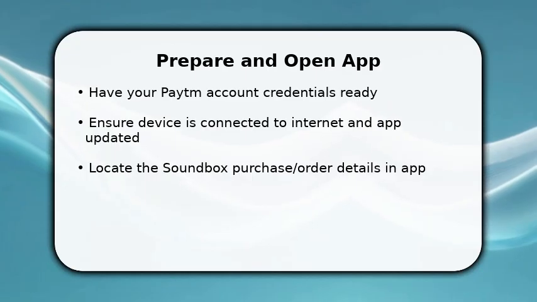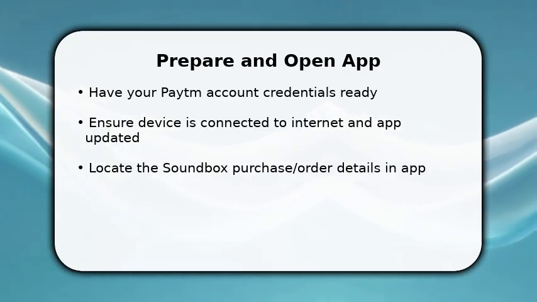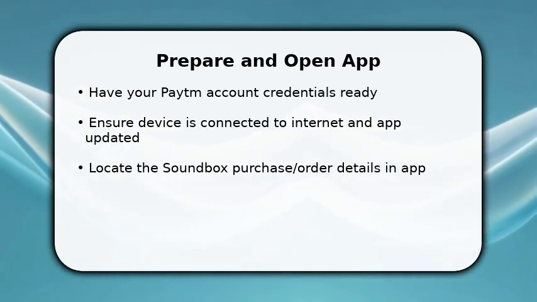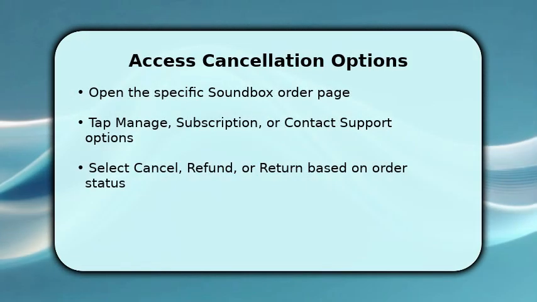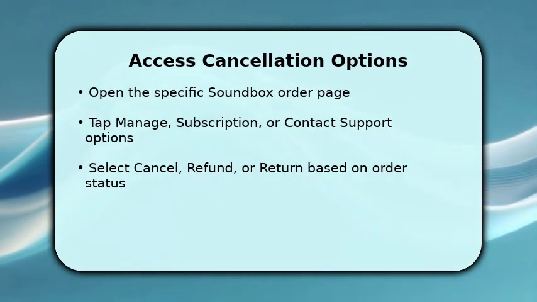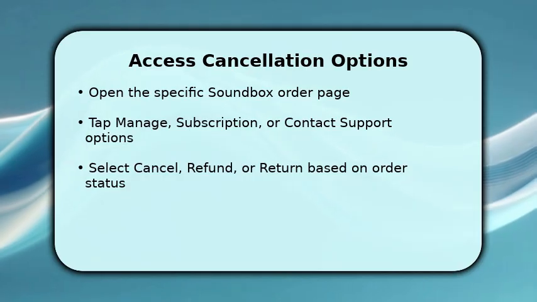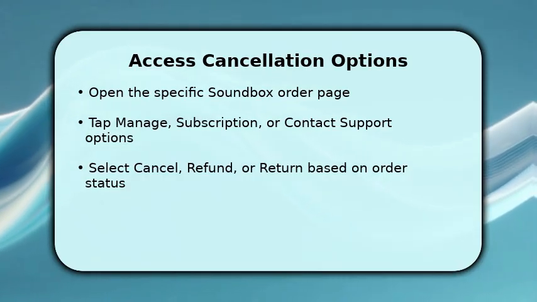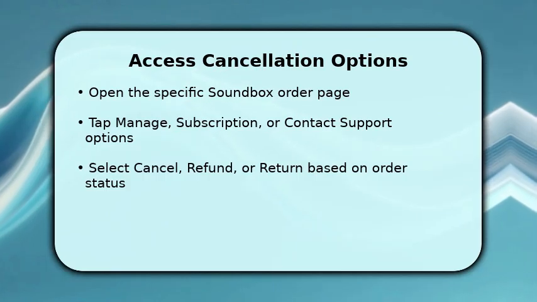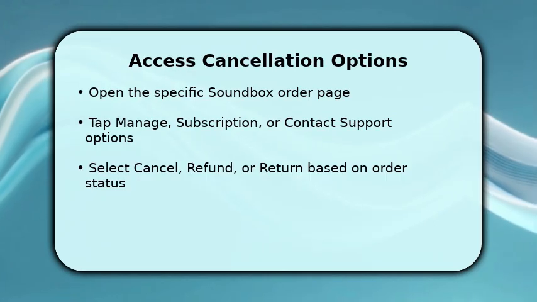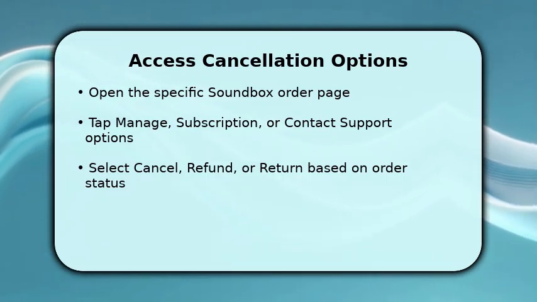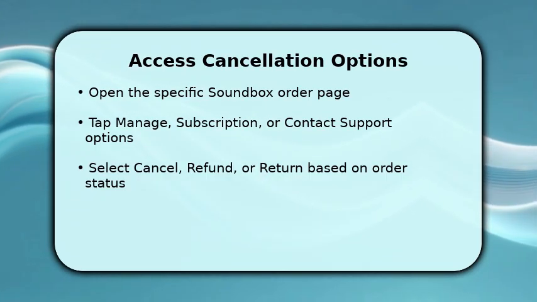Now that you're viewing purchases, you're ready to select the Soundbox entry to begin cancellation. Once on the Soundbox order page, tap the action menu labeled Manage, Subscription, or similar. You do this because cancellations are tied to that exact order. Next, choose Cancel Subscription or Request Return depending on whether it's a recurring plan or one-time purchase, and follow the on-screen prompts to select Reason and Confirm.